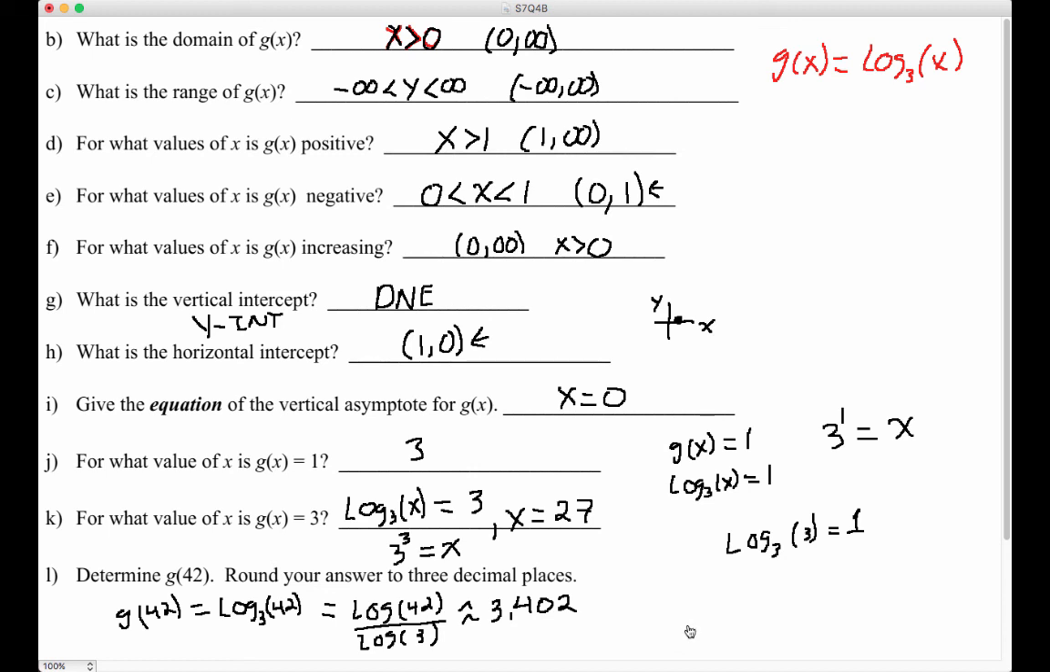Okay, well hopefully all of that made sense. This is a really nice cumulative review of the properties of logarithms. So if you have any questions about these, please do not be shy about posting questions to the Q&A forum.